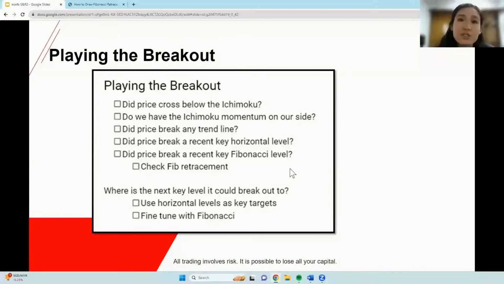Did price break any trend line? Basically, these three breakouts suggest that there is a change in trend. Okay, and then where is the next key level it could go to? Same thing over here, we are looking for confluence areas as well.